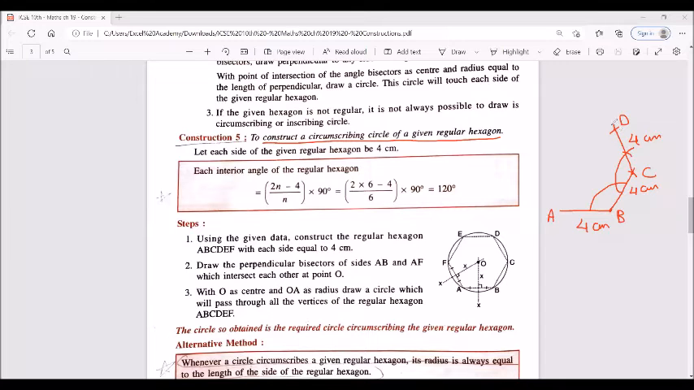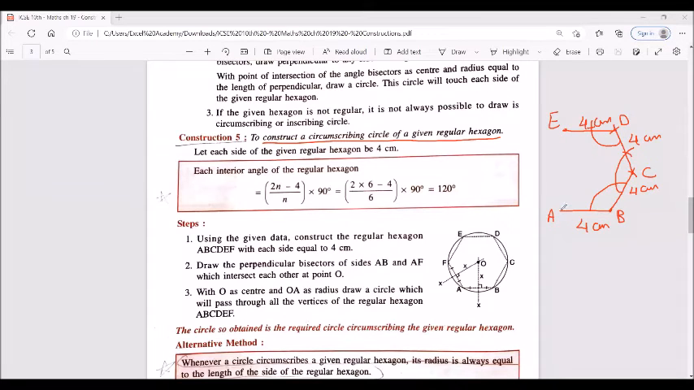Now again you put the protector at D. From CD, you measure an angle of 120 degrees. Then you draw a line like this. Again, this will be 4 centimeters and this will be point E.